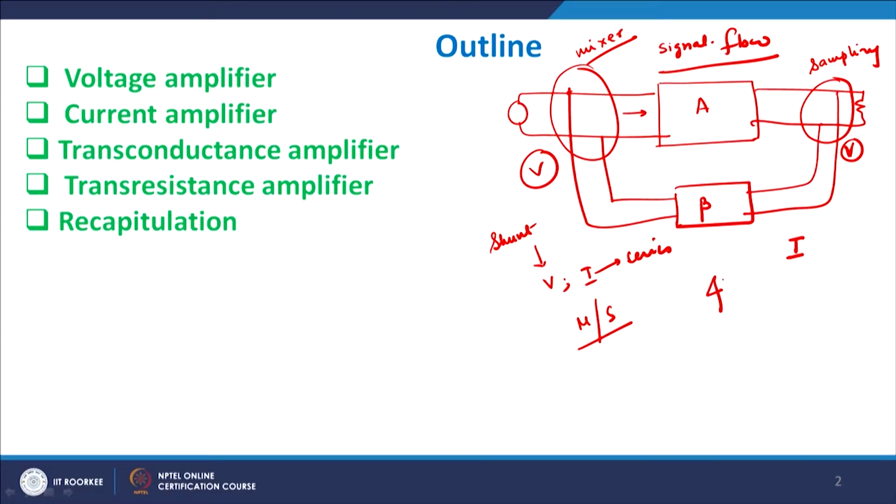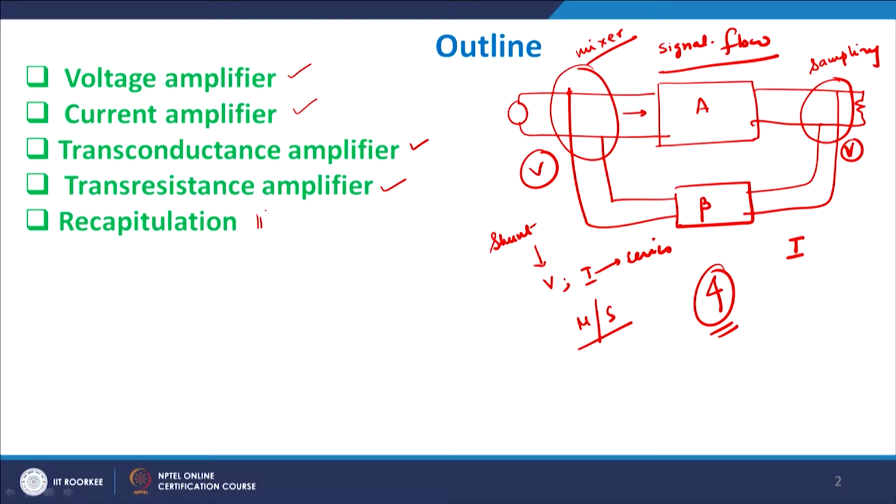So, in effect we have 4 configurations available to me, and these 4 configurations are written here. One is a voltage amplifier, another is a current amplifier, then you will have a transconductance amplifier and a transresistance amplifier, and then we will recapitulate the whole discussion once again. So, we start with the voltage amplifier and then we go to the current amplifier, transconductance amplifier, and so on and so forth.